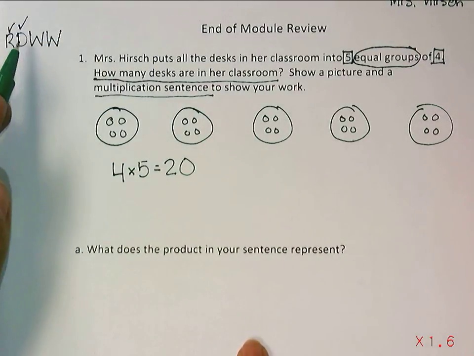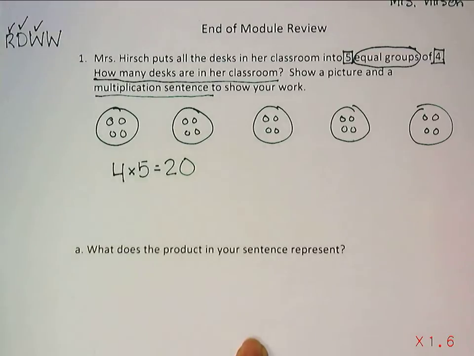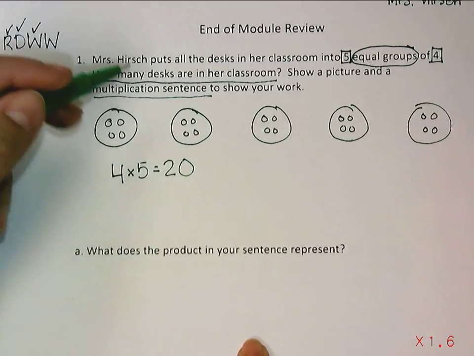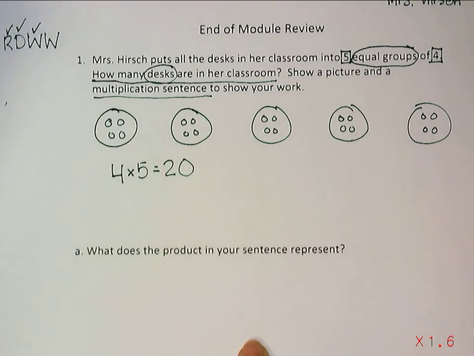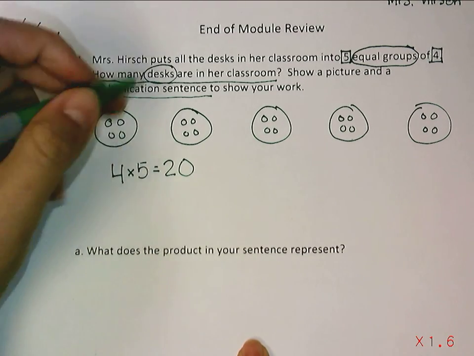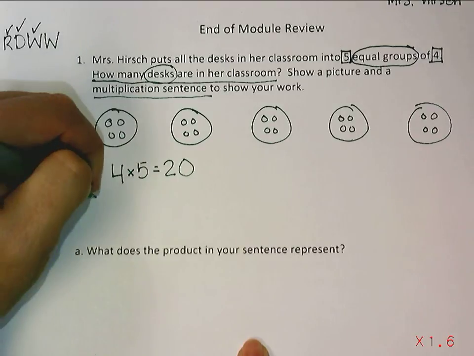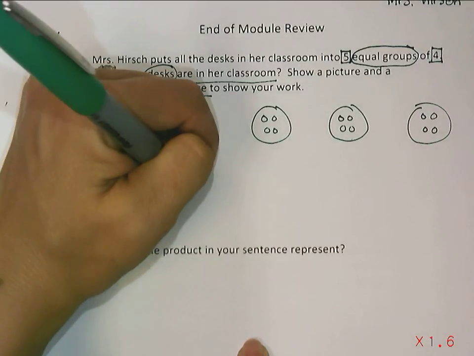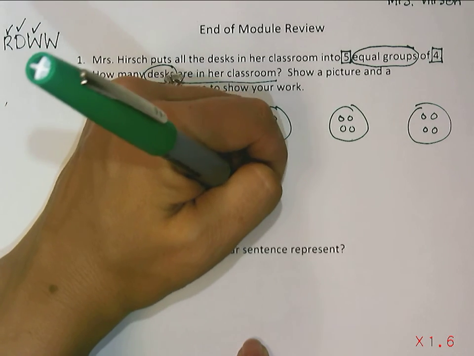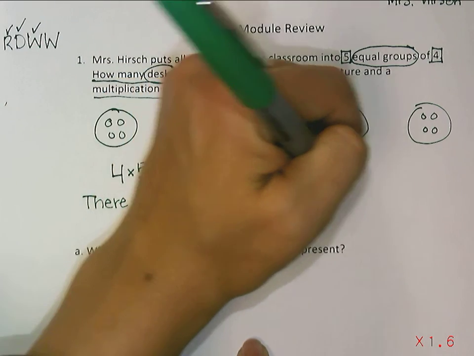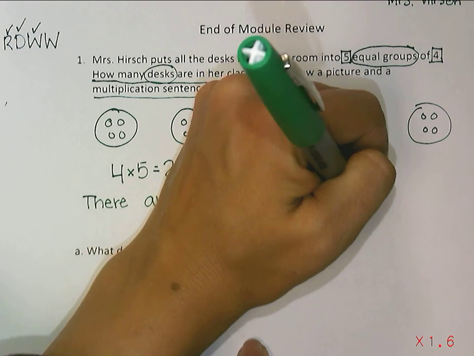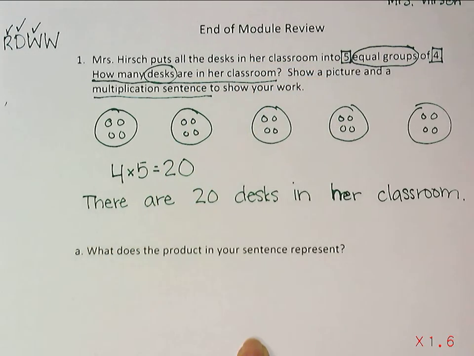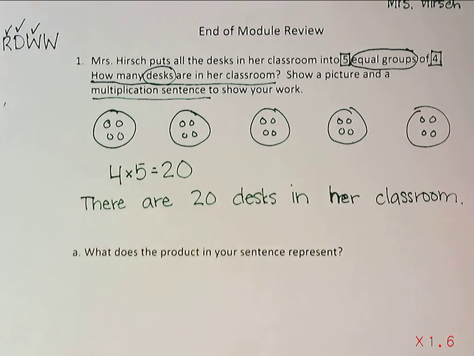So I read, I drew, I wrote an equation. Now I need to write a sentence. Well, what are we talking about here? We're talking about desks. How many desks are in her classroom? There are 20 desks in her classroom.